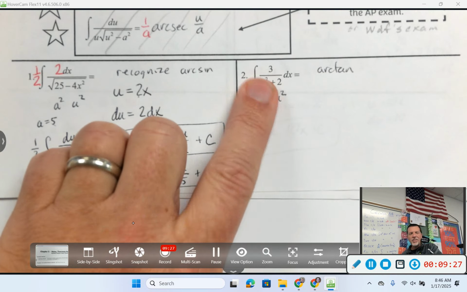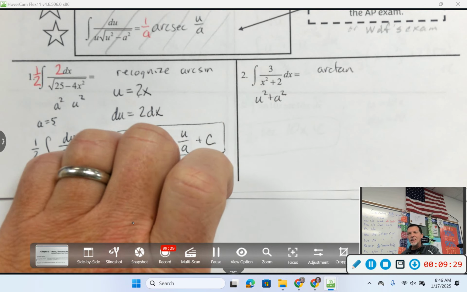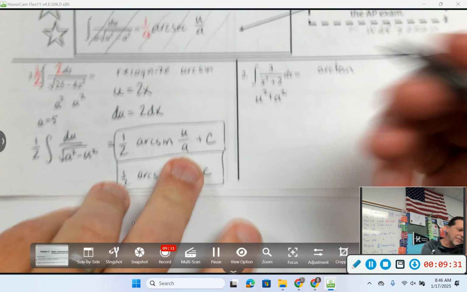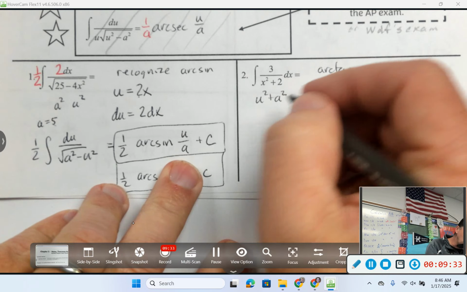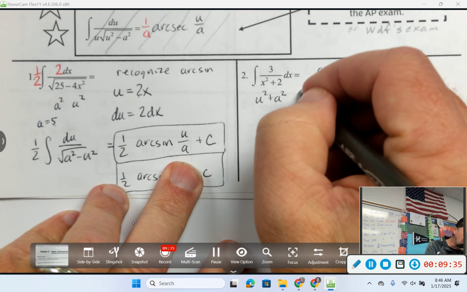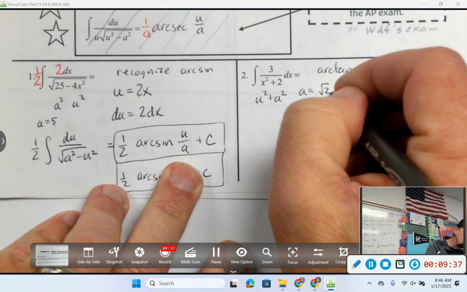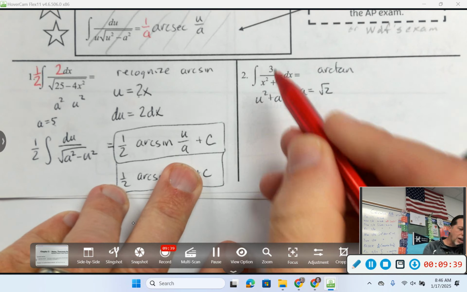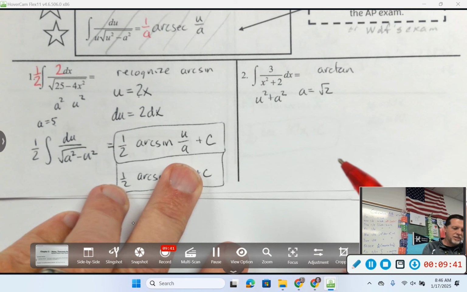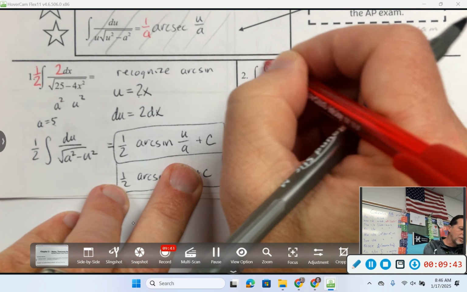Whenever u is just x, you kind of don't need to worry about it. So it's up to you if you want to write it or not. What's a going to equal? 2. What do I do with that 3 that's up there? Yeah, just move it to the front.